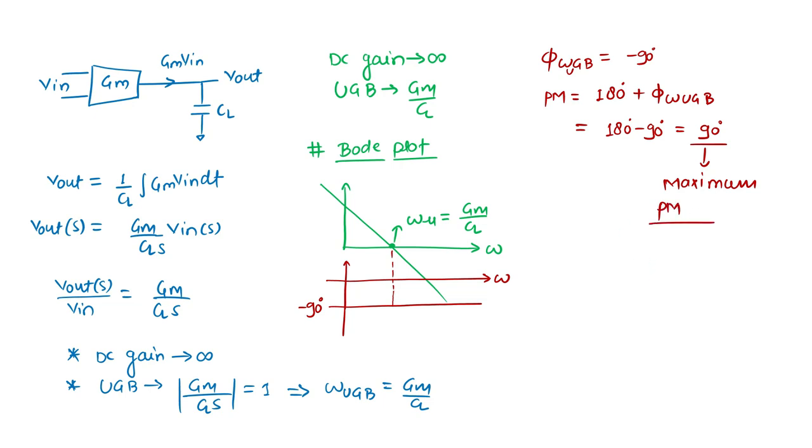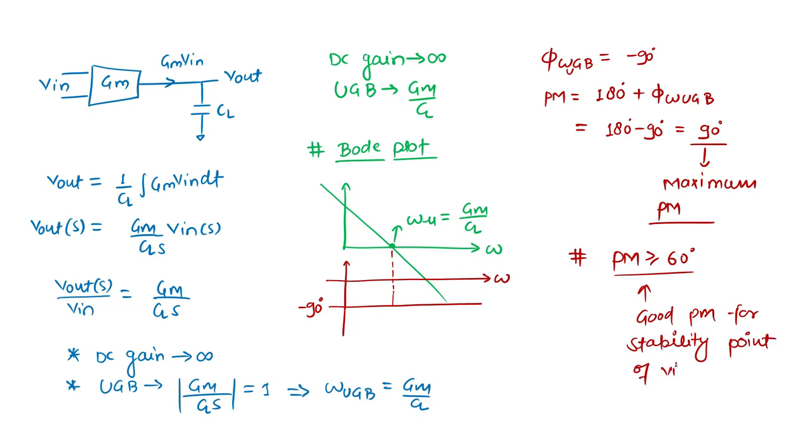If we increase the order of the system, there is a possibility you will get a worse and worse phase margin. So ideally, for better stability and to avoid ringing, we usually expect a phase margin greater than 60 as acceptable or good. It is considered a good phase margin from the stability point of view.